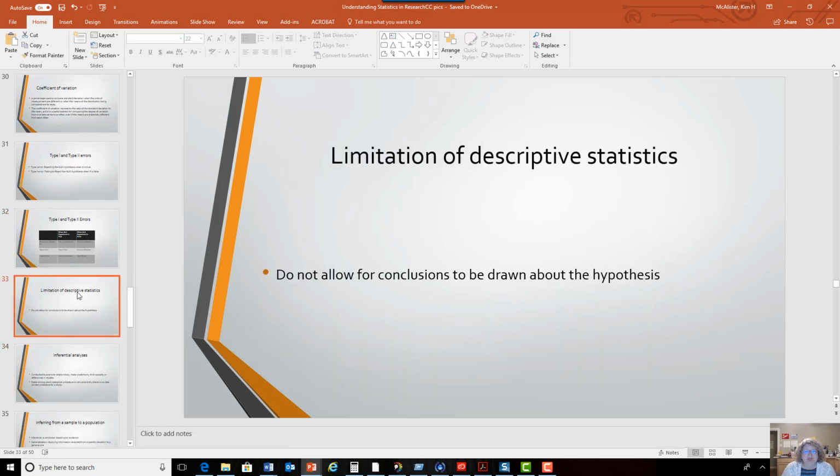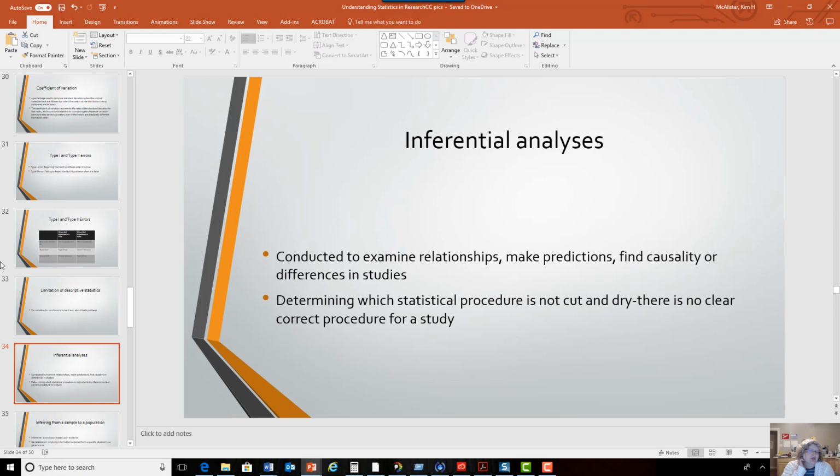So the only limitation that we have with descriptive statistics is that it doesn't really allow for conclusions to be drawn about the hypothesis. Inferential analysis allows you to examine relationships and make predictions, find causalities or differences in studies. Understand that there's not a cut and dry statistical procedure for every type of situation. When you prepare a study, there'll be several different types of procedures or analyses that you can use, and you just have to decide what's going to work best for you.